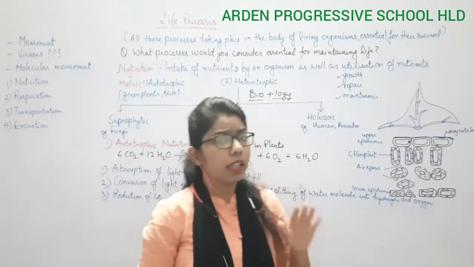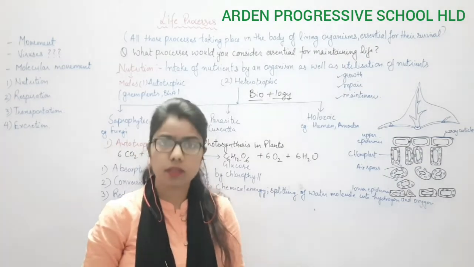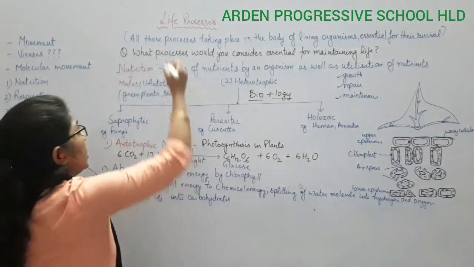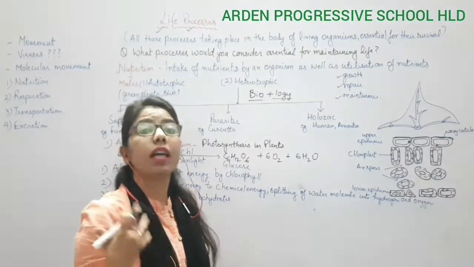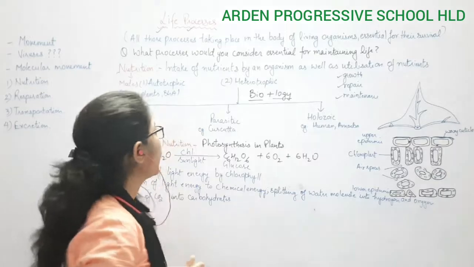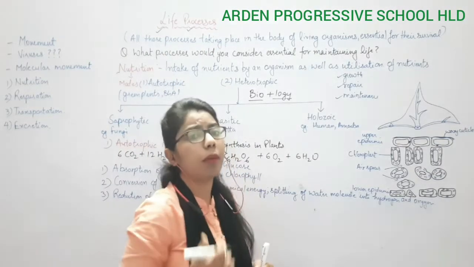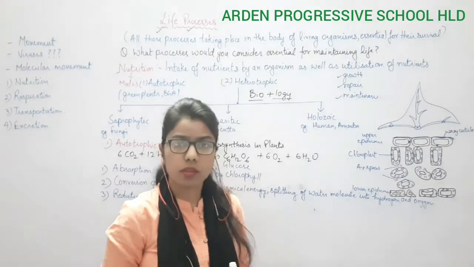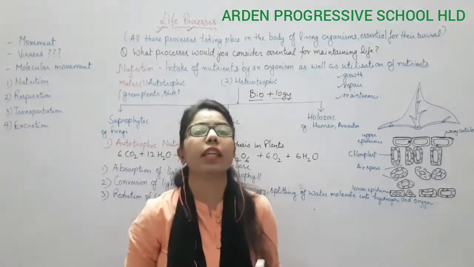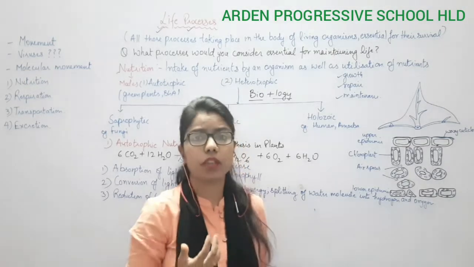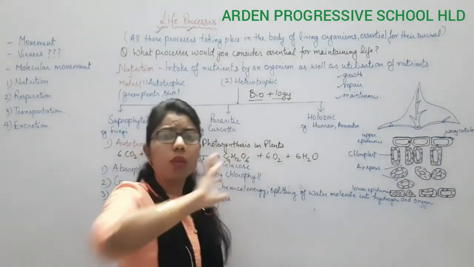So in your grade, the first chapter is life processes. If I split these two terms, what do you understand by life? Something which is alive is known as life. And process means what are the processes that are going to happen in the living organisms. So these life processes are very important for any living organism, because they maintain the whole body.